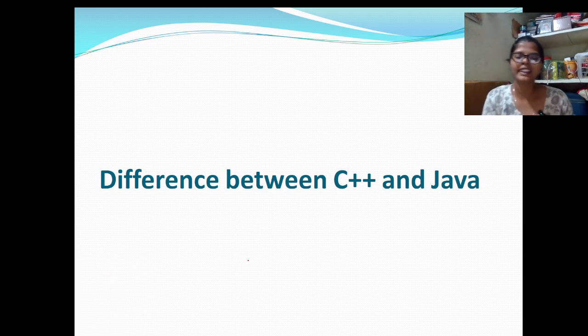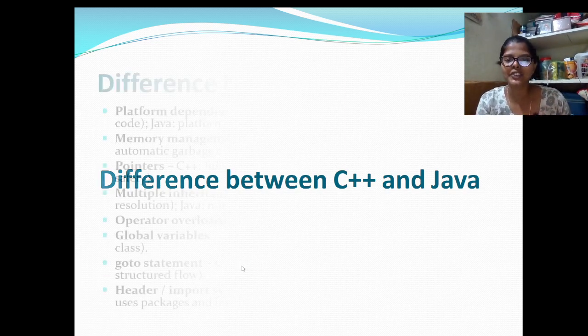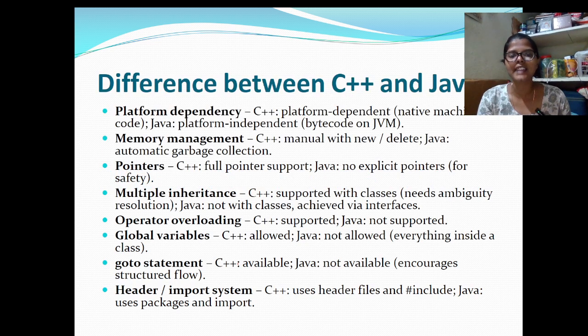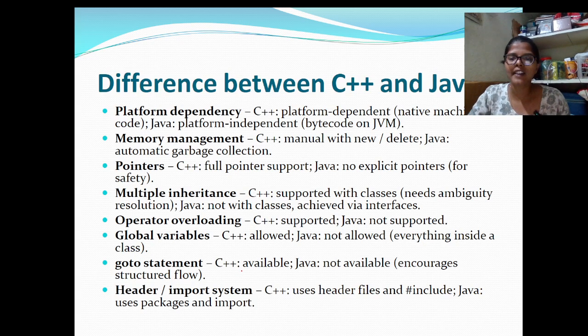Hello everyone. In the last class, we discussed the features of Java. Now, in today's class, I am going to explain the difference between C++ and Java. Java is an extension of C++ and C++ is an extension of C. So, there is a connection between C, C++ and Java.